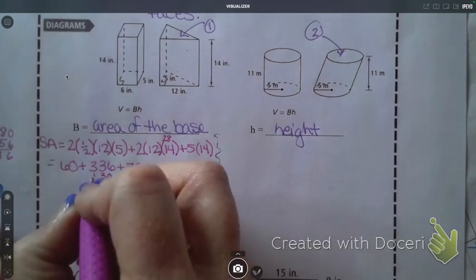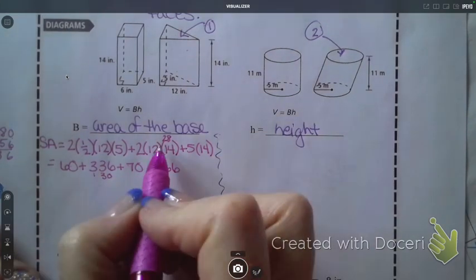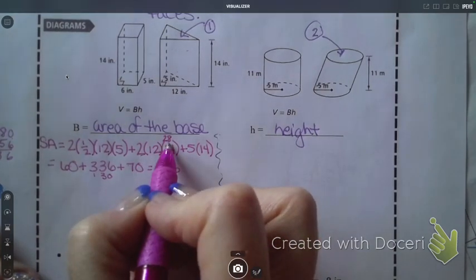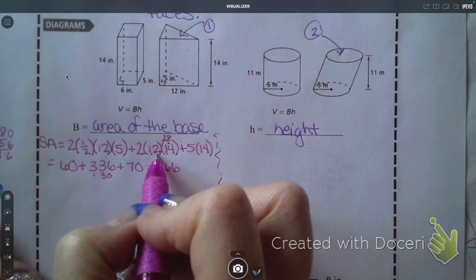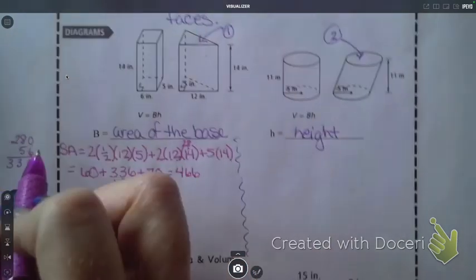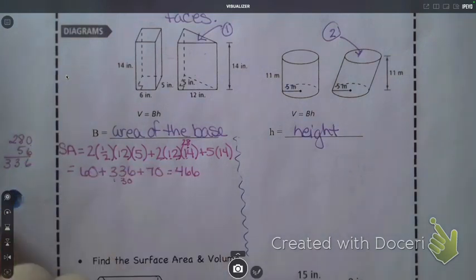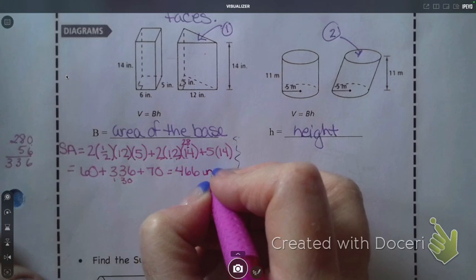So 466. How do you get 336? I took 2 times 14, which is 28. I got 316. Sure. So then 28, I took 10 and 2. So 10 times 28 is 280, and 2 times 28 is 56. You forgot to carry a 1, or something, I don't know. I got 336. I don't know, it is 336, but I'll do it again. Okay, and then what's my units? Inches squared because it's area.